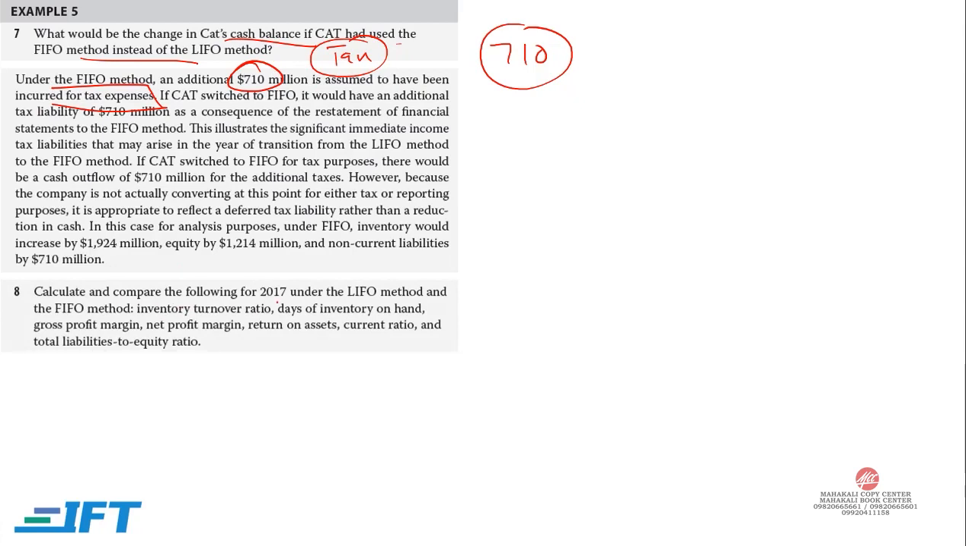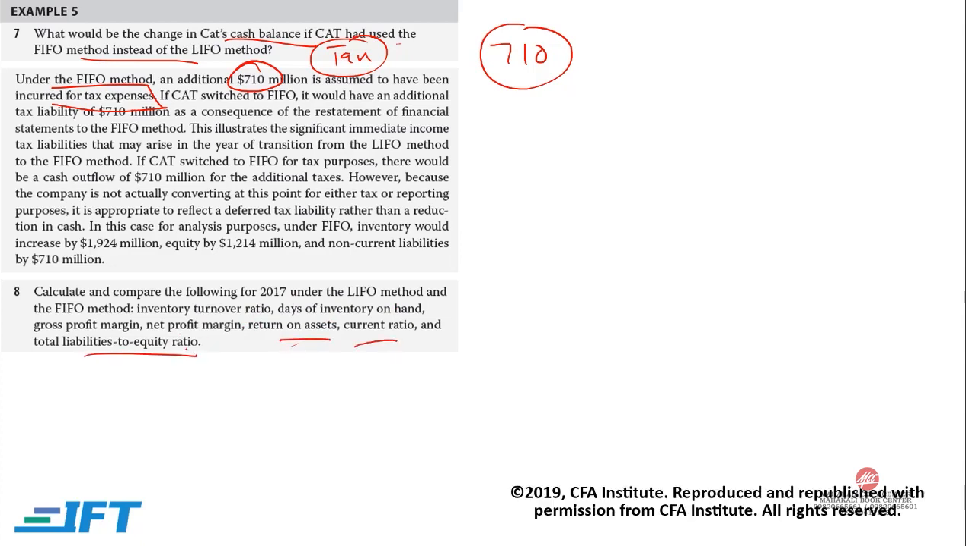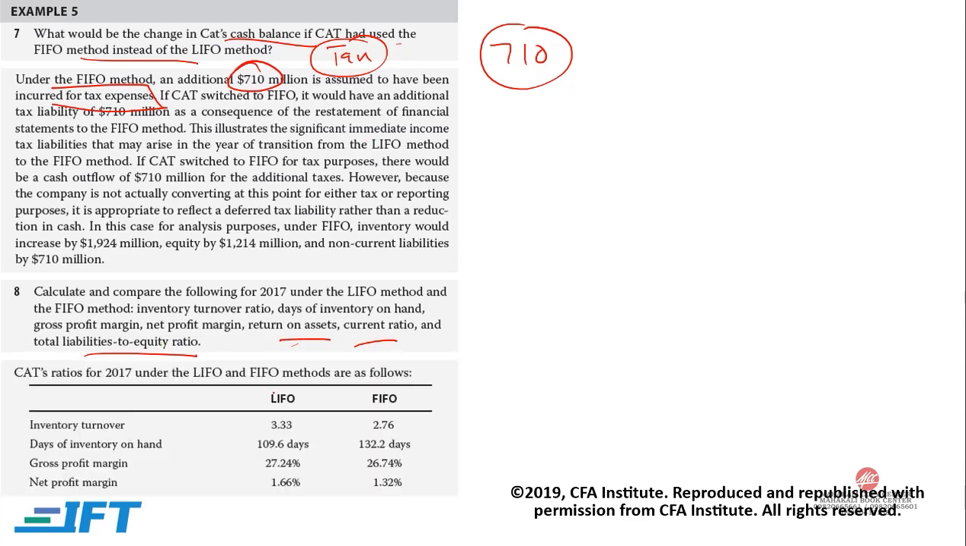Calculate and compare the following 2017 ratios under the LIFO method and FIFO method: inventory turnover ratio, days of inventory on hand, gross profit margin, net profit margin, return on assets, current ratio, and total liabilities. Now these are your ratios. Inventory turnover is your COGS over average inventory. If you see, the inventory turnover ratio is higher under LIFO than FIFO, so it means under LIFO it's better.